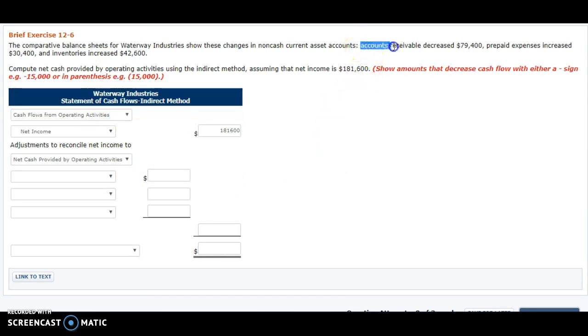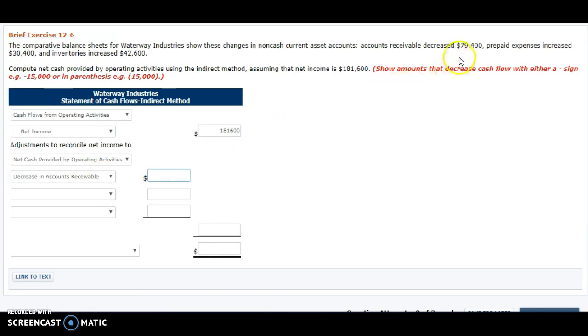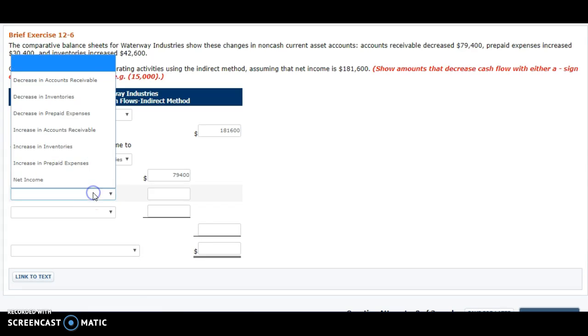Now we have accounts receivable. It says that it decreased 79,400. If accounts receivable decrease, it is because the company received money that customers were owing. So that means I'm going to put here decrease in accounts receivable, and it's going to be positive because we received money. So 79,400.